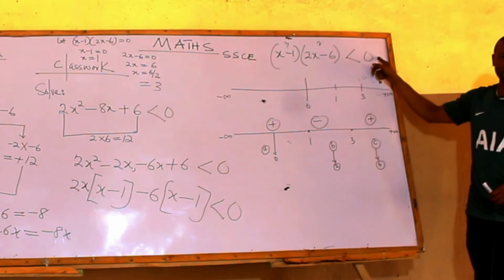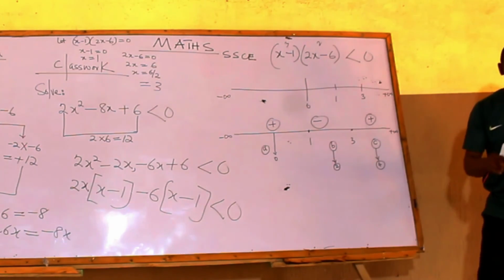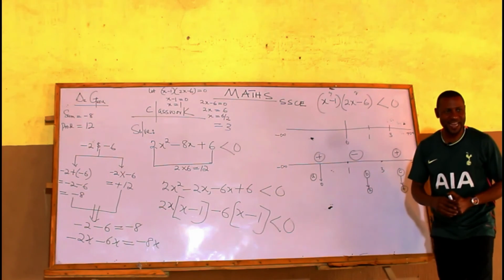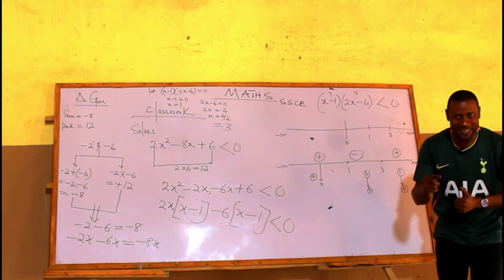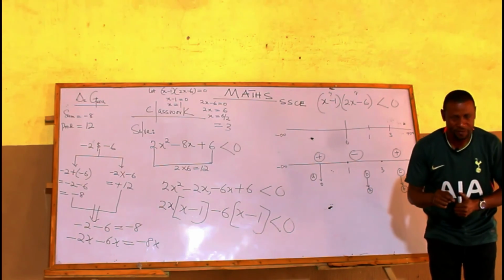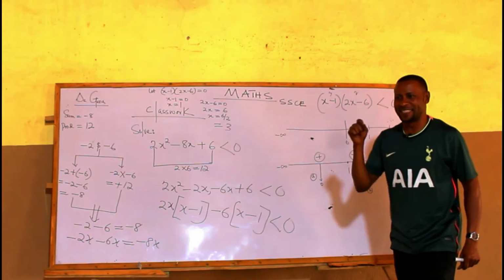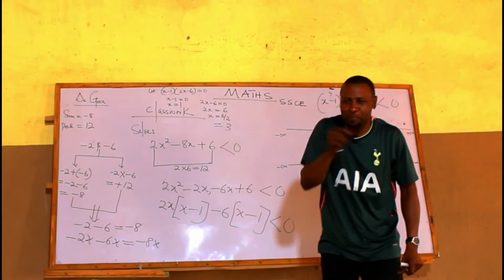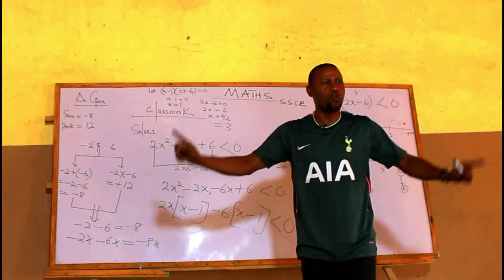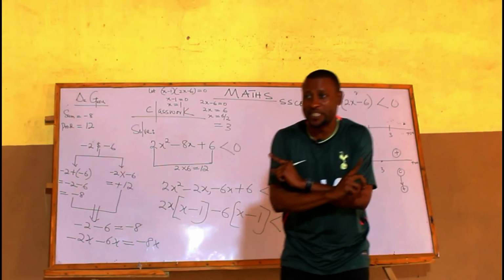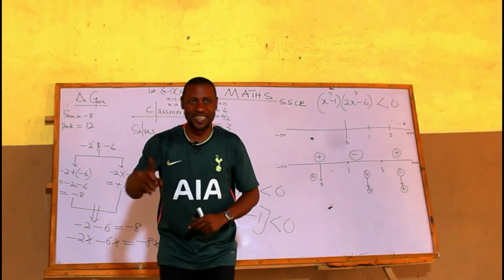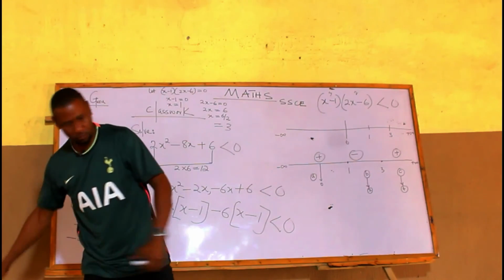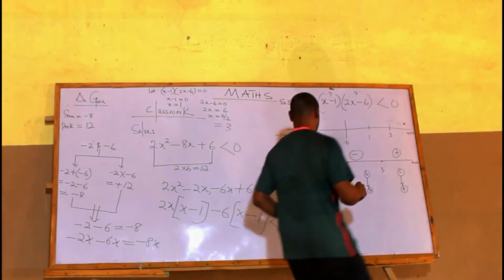But wait, the inequality says less than 0. For something to be less than 0, can that thing be negative or positive? Can that thing ever be positive? So we are not interested in the positive what? Region. Any positive region is a taboo. It's what, somebody?